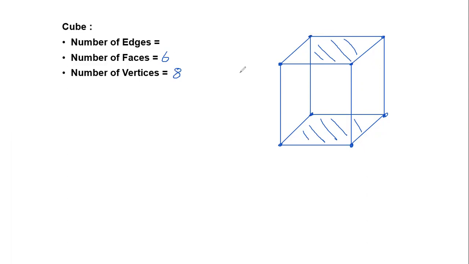And how many edges? What do you mean by an edge? The edge means wherever the 2 faces meet, or I can say the line that you need to draw. So 1, 2, 3, 4 lines on the top, 1, 2, 3, 4 lines on the bottom, and then the 4 lines on the side. How many lines do you need to draw? You need to draw 12 lines. So there are 12 edges. You should be good in visualizing your cube. It has 6 faces, 8 vertices, and 12 edges.